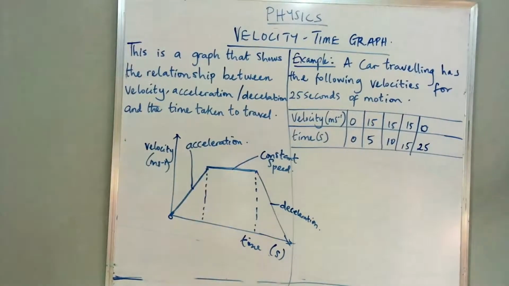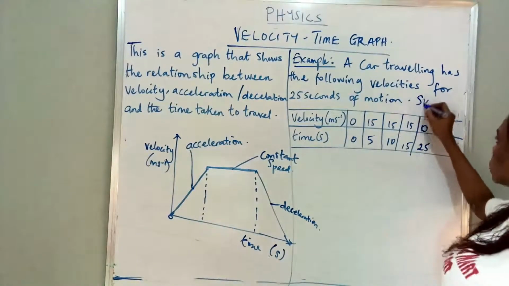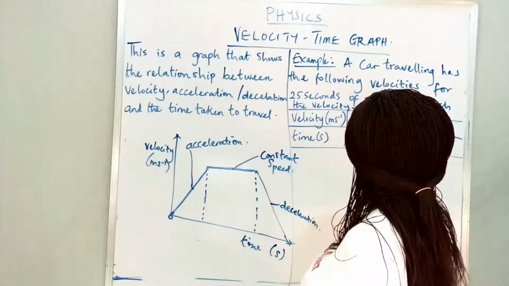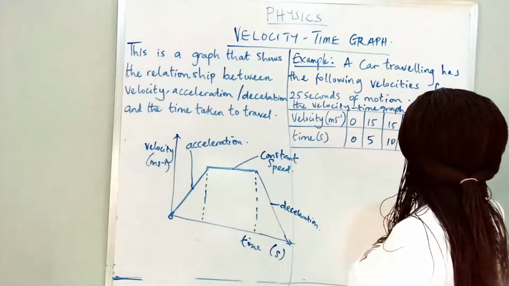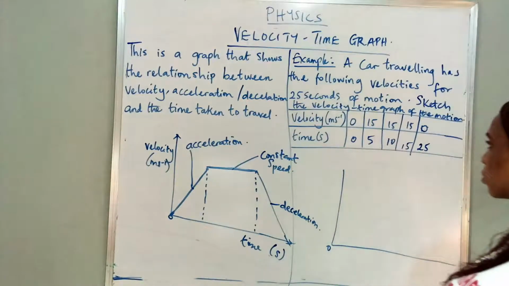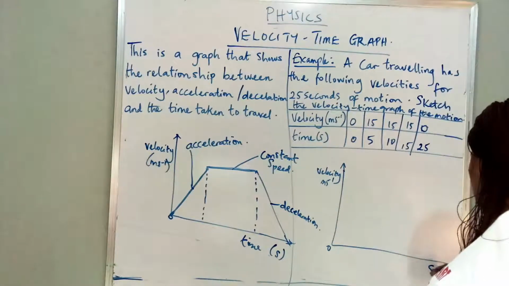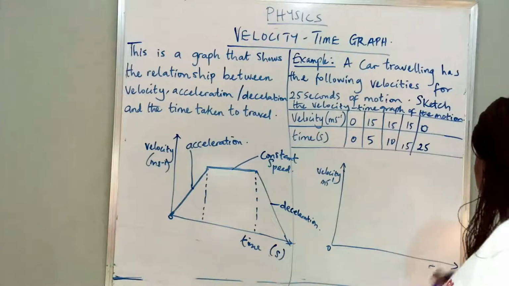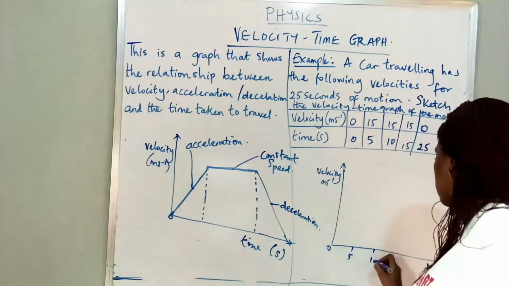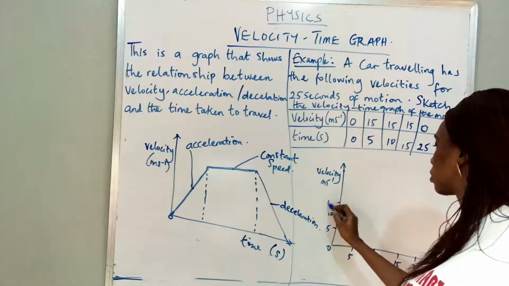A car traveling has the following velocities for 25 seconds of motion. So now, we are to sketch the velocity time graph of the motion. The velocity, don't forget, is on this axis in meter per second. And here we have the time in seconds. 0, 5, 10, 15, 20, 25. I'm going to use the same interval. You can choose whichever interval you have.